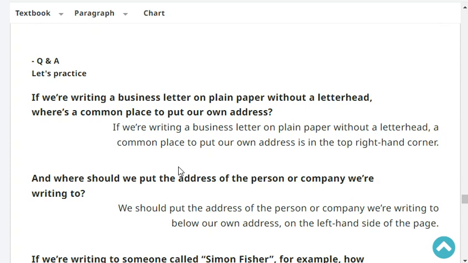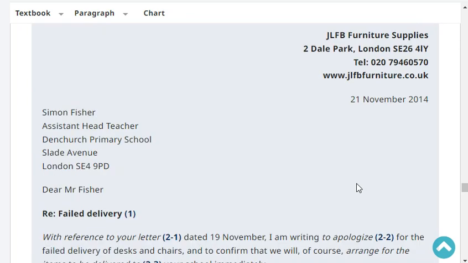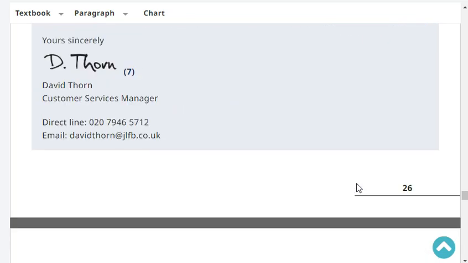If we're writing a business letter on plain paper without a letterhead, where's a common place to put our own address? A common place to put our own address is on the top right hand corner. Very good.